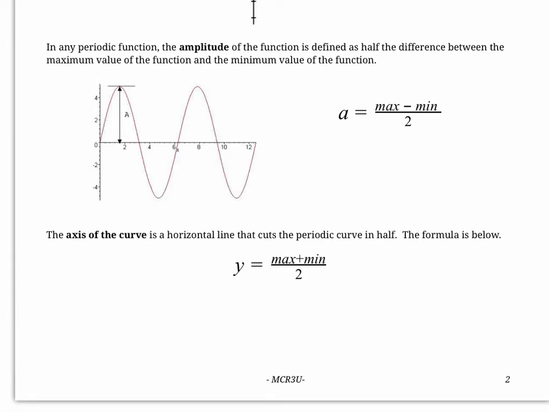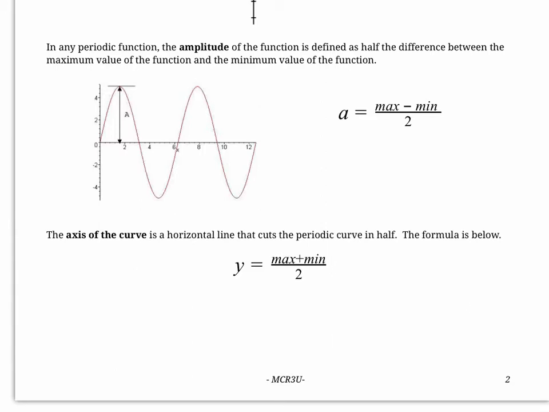It's called the axis of the curve. The axis of the curve is the horizontal line that cuts the periodic curve in half. So it's the middle line. If we define the axis of the curve as the middle line, the amplitude is the distance from the top to the middle or the bottom to the middle. But because it's the middle, it doesn't matter, because the top to the middle and the bottom to the middle, by definition, have to be the same thing. So first let's find the axis of the curve, and then we're going to use that to find the amplitude, or visually we'll use it.